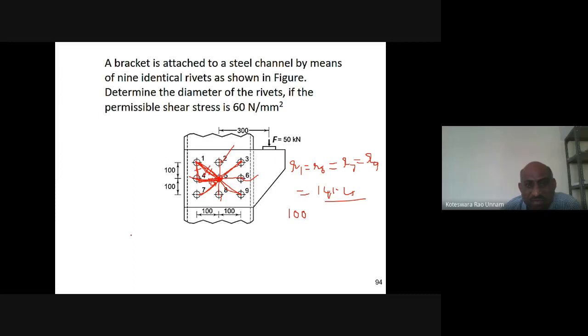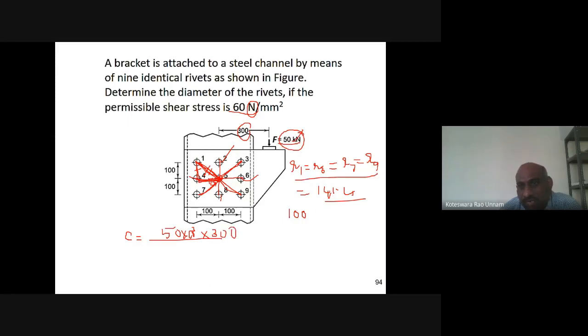Once I know all the R values, first I'll compute the C value. C is nothing but this F, that is 50 kilonewtons, into 300. Anyway, I convert this also to newtons because your allowable shear stress is in newtons. So that is 50 into 10 cube, into your E, which is 300.